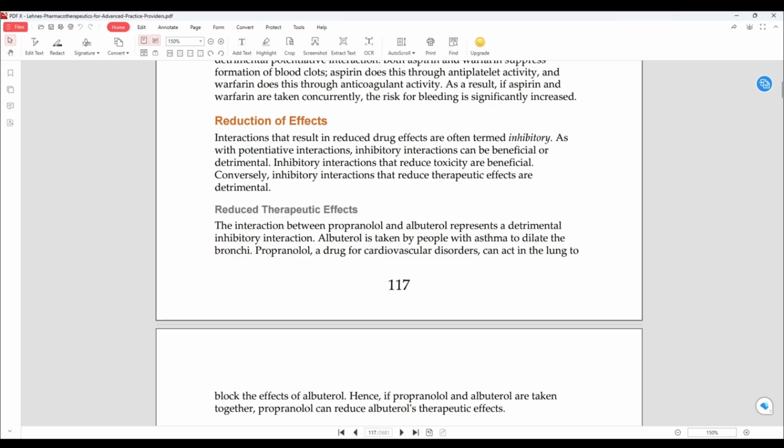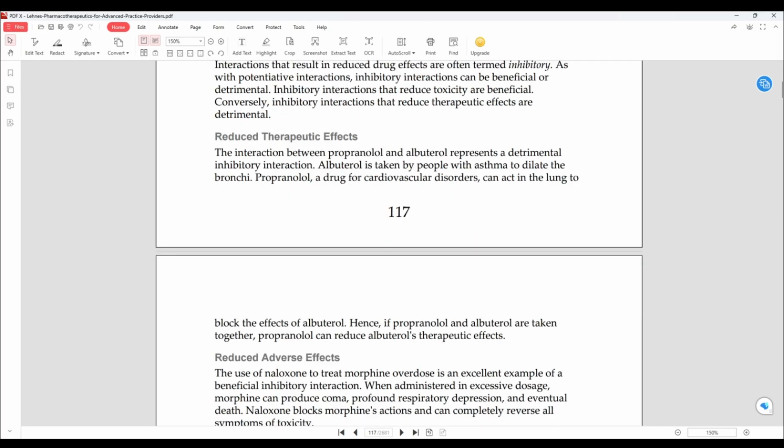The reduction of effects. Interactions that result in reduced drug effects are often termed inhibitory. As with potentiative interactions, inhibitory interactions can be beneficial or detrimental. Inhibitory interactions that reduce toxicity are beneficial. Conversely, inhibitory interactions that reduce therapeutic effects are detrimental.